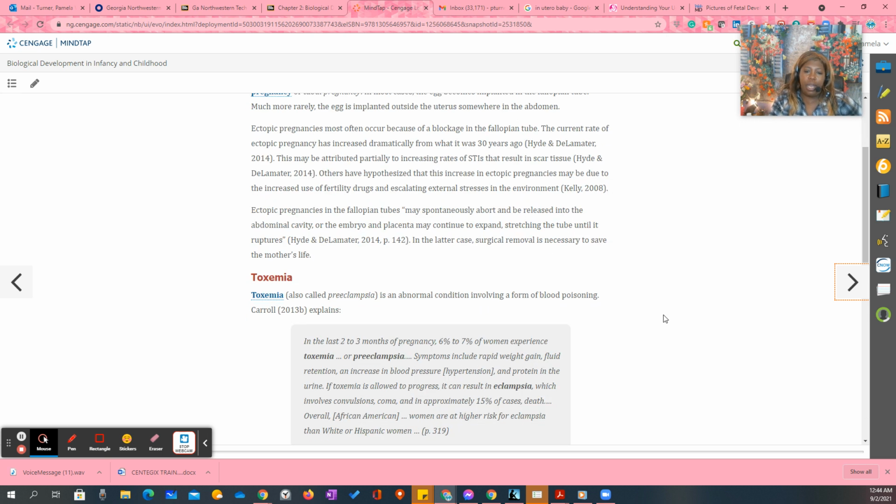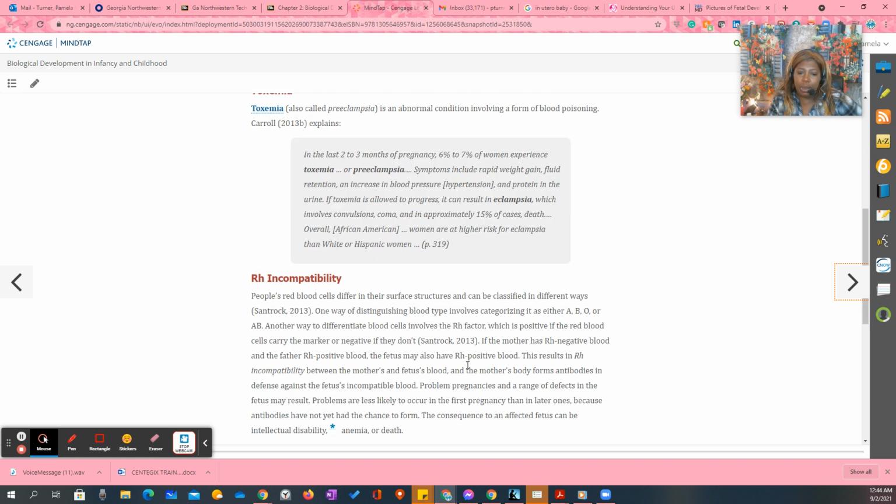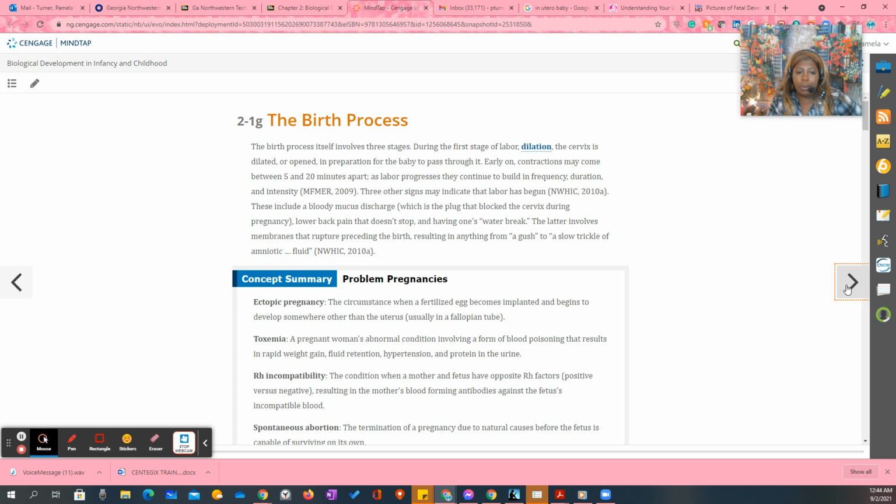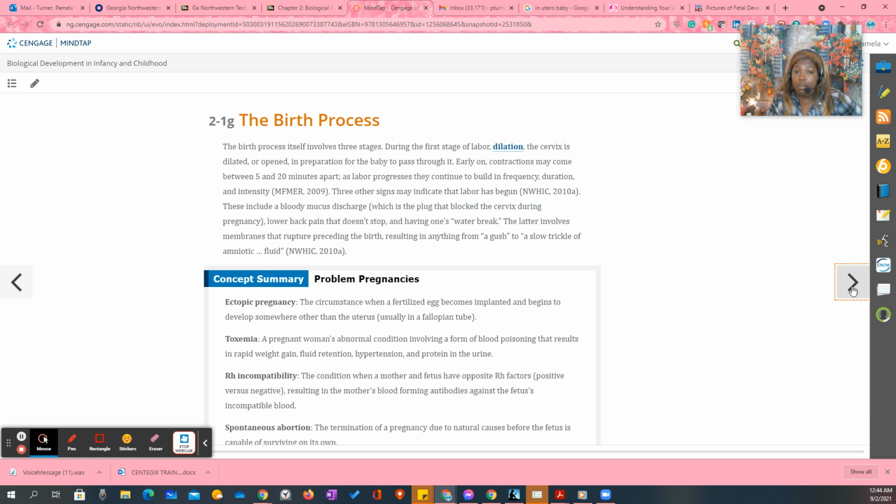Toxemia is also called preeclampsia. Excuse me. Preeclampsia can be deadly to the baby. So mom gains lots of weight. There's lots of fluid on there. It really is hypertension, high blood pressure. It's much higher in African American women. Then there's Rh incompatibility. That has to do with the blood. So when the babies are born, if they're carrying dad's blood type as opposed to mom's, then sometimes when it comes to breastfeeding, it's incompatible. Okay. Again, those are terms that you'll need to know.